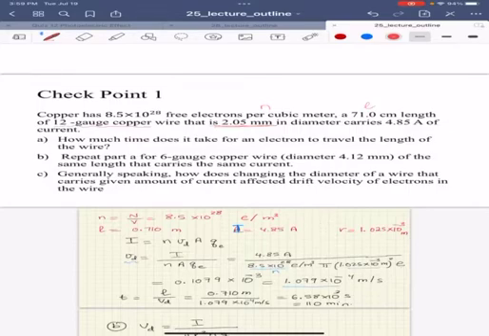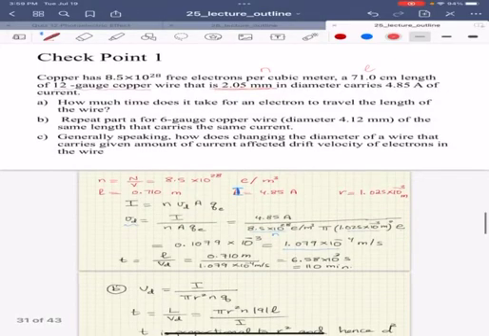How much time does it take for an electron to travel the length of the wire? Repeat part A for 6 gauge copper wire, which is a diameter of 4.12 millimeters, of the same length, and it has the same current. And generally speaking, how does changing the diameter of a wire that carries a given amount of current affect the drift velocity of electrons in the wire?